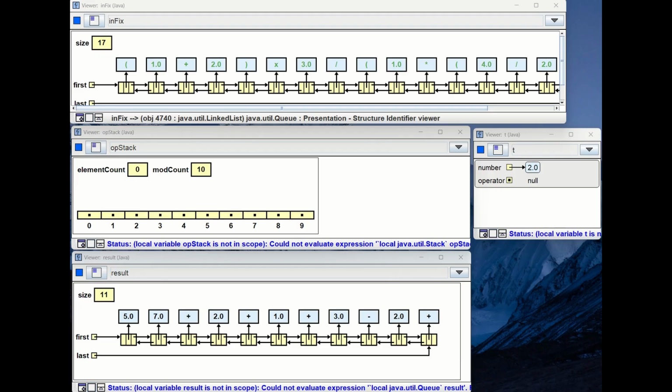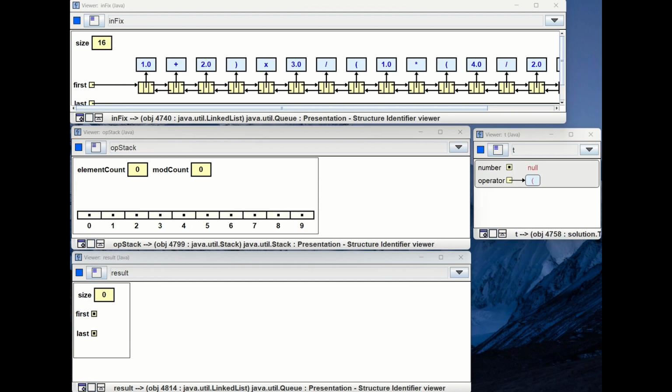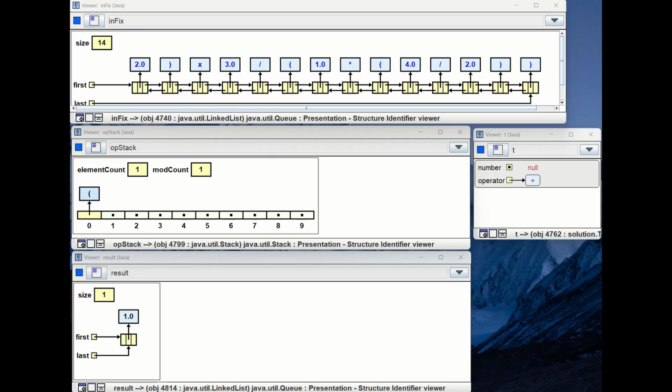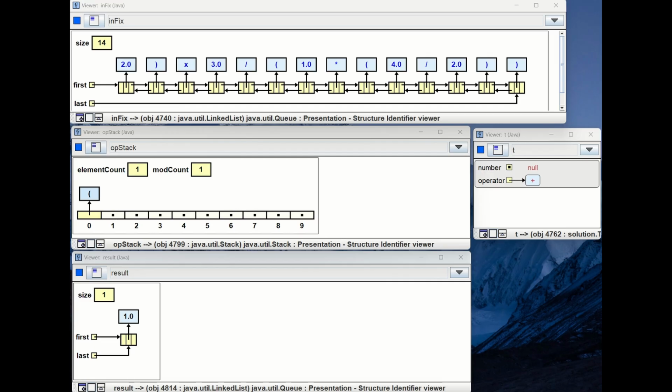Finally, something of interest. We're going to look at that open parenthesis. The open parenthesis we can always push onto our operator stack. So that goes there. We're going to look at the 1. 1's a number that always goes into our result. The plus sign is going to be examined. We can push that onto the operator stack if the stack is empty, or if the operator is greater than the precedence of the stack, or if the stack has an open parenthesis. It has an open parenthesis, so we can push that onto our operator stack.